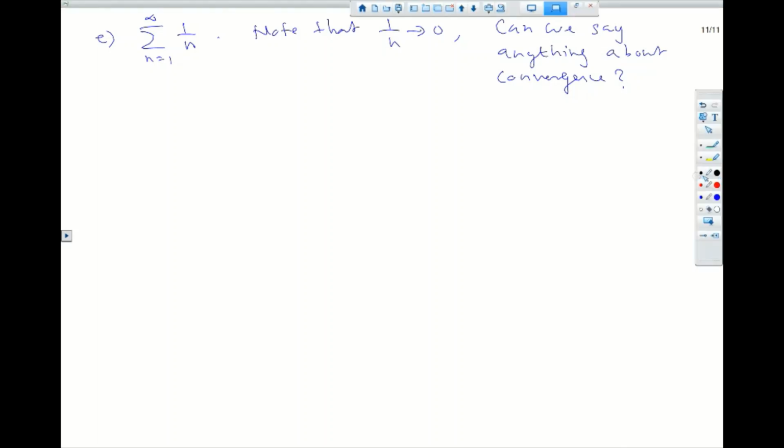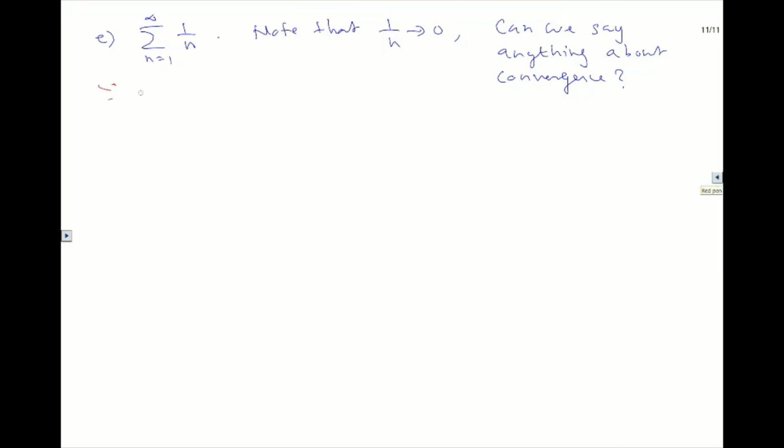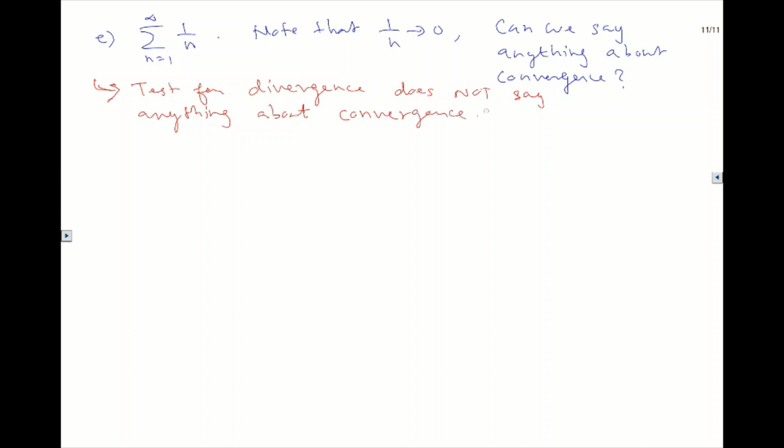So let's write it again. The test for divergence is only for divergence. The test for divergence does not say anything about convergence. Okay, it's only for divergence. Good.